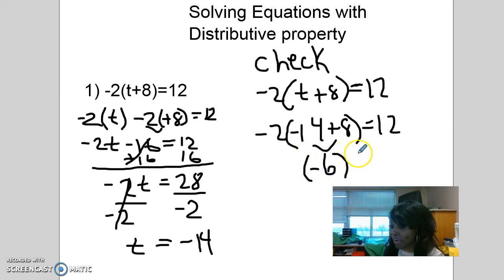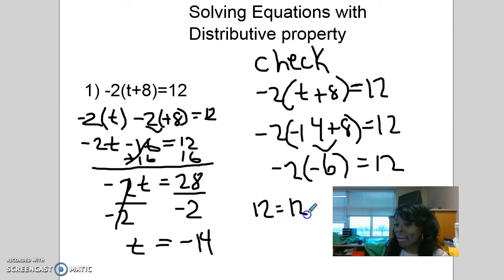And bring that parentheses down because the operation is actually multiplication. And we want to see if this left side of the equation is actually equal to the right side. So what is negative 2 times negative 6? Positive 12 equals 12. And that means that our solution of t equals negative 14 is correct. That is the solution that enables this expression to be equal to the other side, which makes it an equation.